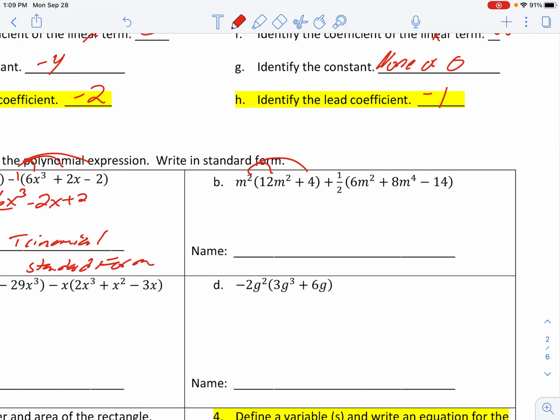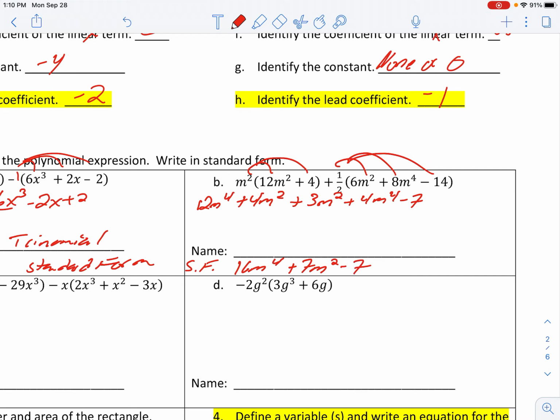Letter B. We're going to distribute the m squared, then the half. So m squared times 12m squared, using your exponent rules, people. And then 1/2. That's a nice one. Okay. Now we've got rid of parentheses. We can combine like terms, putting it into standard form down here. All right, largest exponent is 4th. So 12 plus 4 is 16, m to the 4th. No cubics, quadratics, 7m squared. No linears, so then constants.